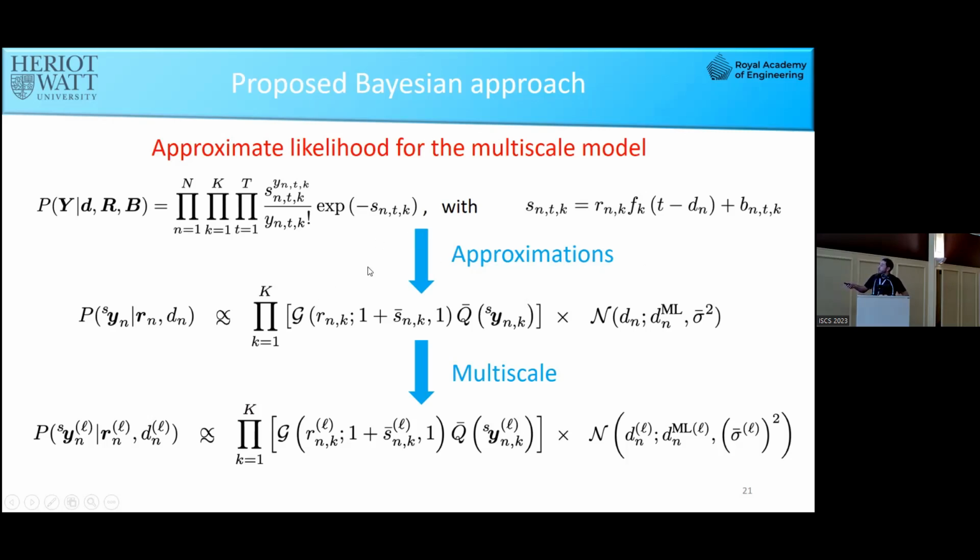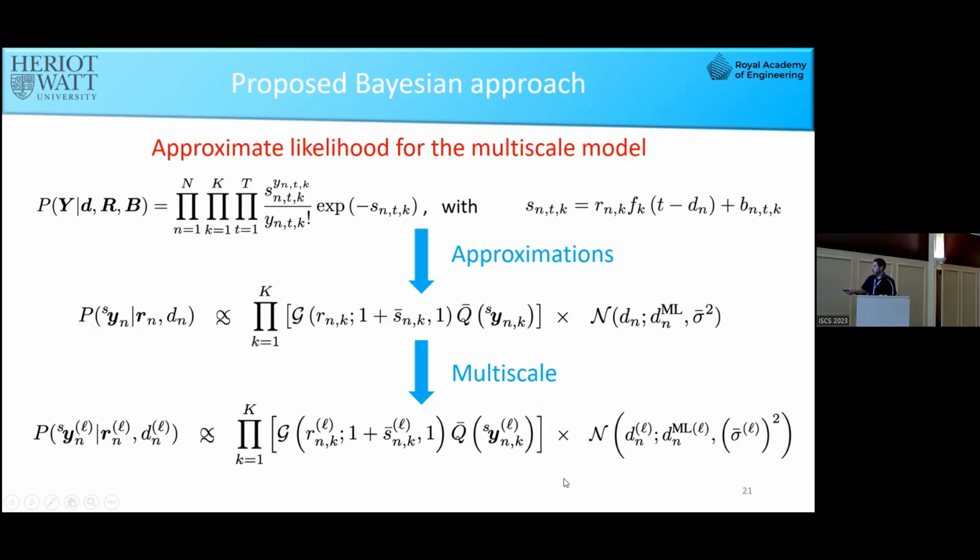So we don't work directly with this equation. We introduce some approximations that allow us to separate the terms associated with depth and reflectivity. And actually, we see that the depth appears in a Gaussian term, and the reflectivity appears in a gamma term. And after that, we also take into account multiscale information by filtering the histograms. And if we assume that the histograms are independent, we can write the approximate likelihood like this, where the scales are denoted by L. So here, this equation is associated with all our cubes at different scales.